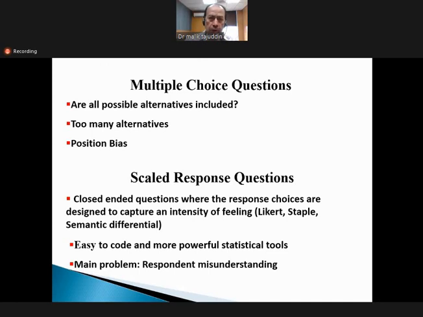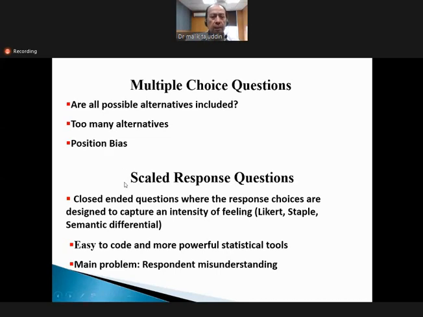Okay, so they are better than the dichotomous questions because you are giving many options, many alternatives. But here again, I said that the positional bias, which response is in the first number, which is in the second, which is in the third, this bias is there.